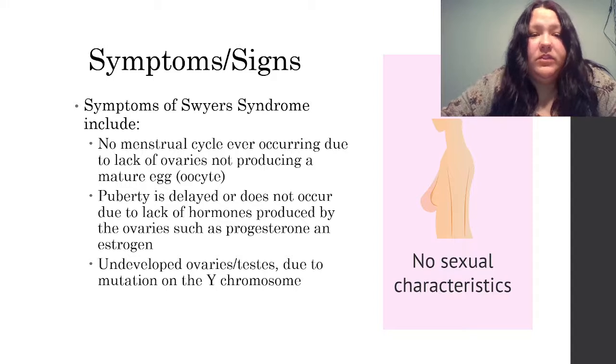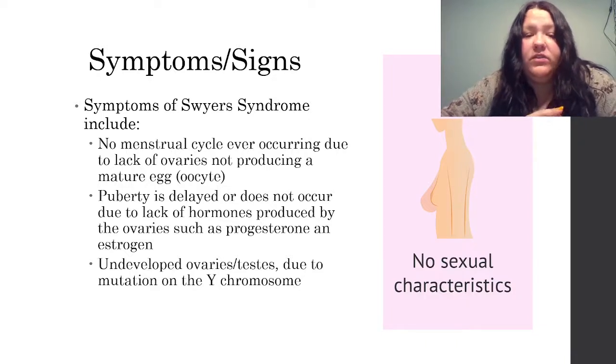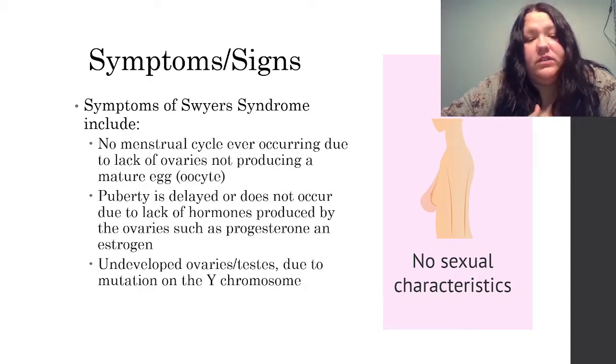Signs and symptoms of Swyer syndrome. This person will not ever have a menstrual cycle due to the lack of ovaries. Puberty is delayed or does not occur due to the lack of hormones produced by the ovaries, such as progesterone and estrogen. Undeveloped ovaries and testicles happen due to the mutation on the Y chromosome, so they're not going to have developed ovaries or testes.